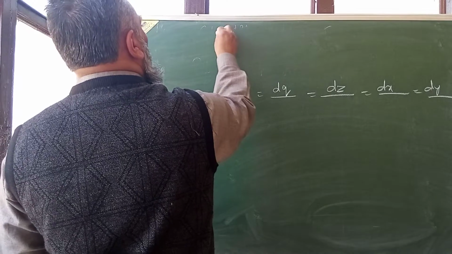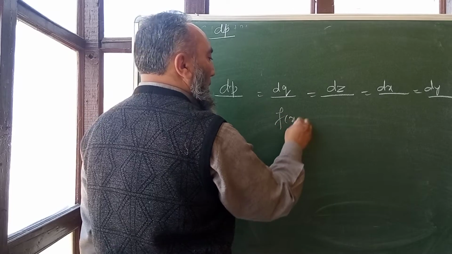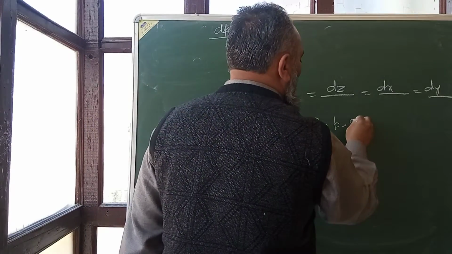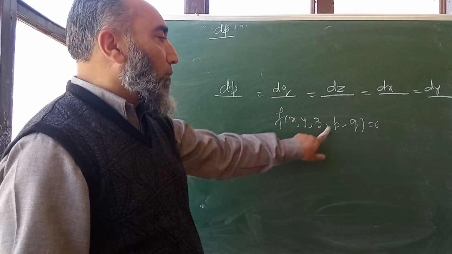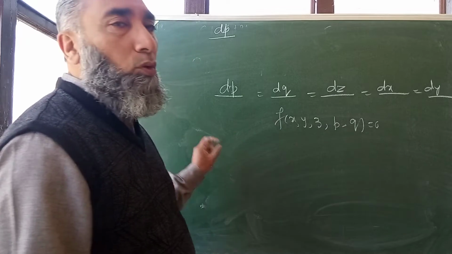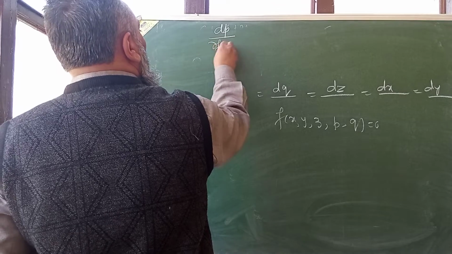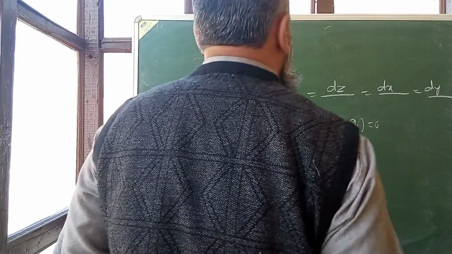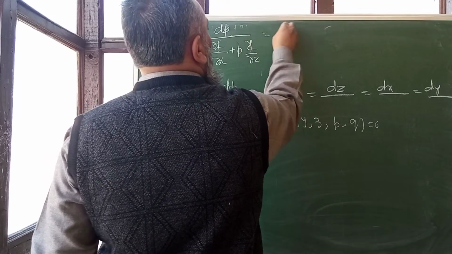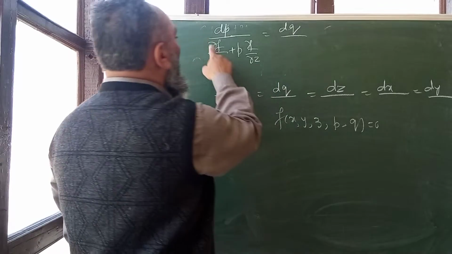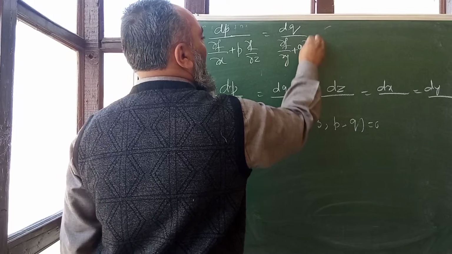You have function f(x, y, z, p and q). You can differentiate partially with respect to x, y, z, p as well as q. I have to use those partial derivatives over here. You have dp by del f by del x plus p del f by del z. This is dp. For dq, you have to remember del f by del y, then q del f by del z.